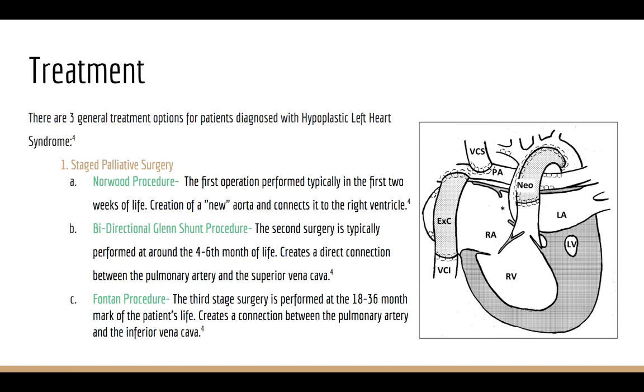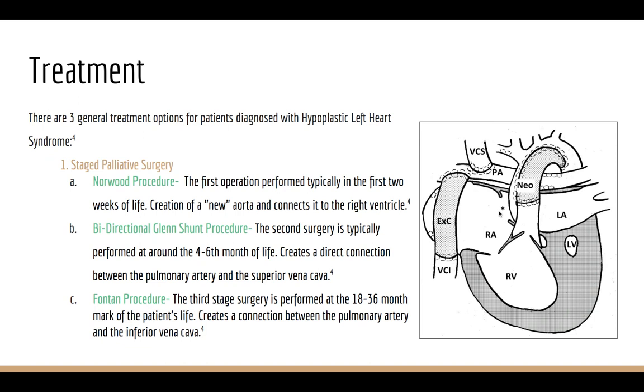How can we treat HLHS? There are 3 general treatment options for HLHS patients. The first treatment option is a 3-stage open heart surgery performed during the first few months of an infant's life. The end result is the infant's ability to use the right ventricle to pump blood throughout the cardiac systemic circulation. To the right is an image of the heart of a patient with HLHS after undergoing all 3 of the corrective surgeries.